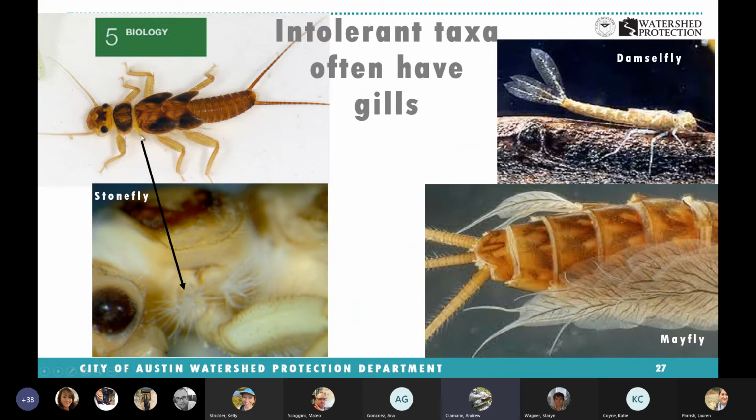The stonefly, its gills are kind of up and around its abdomen. It's kind of like armpit gills, little fingers sticking out. The damselfly has 3 feather-like gills on the outside, and the mayfly has a series of gills along its abdomen. It really dresses up the keister of a mayfly.